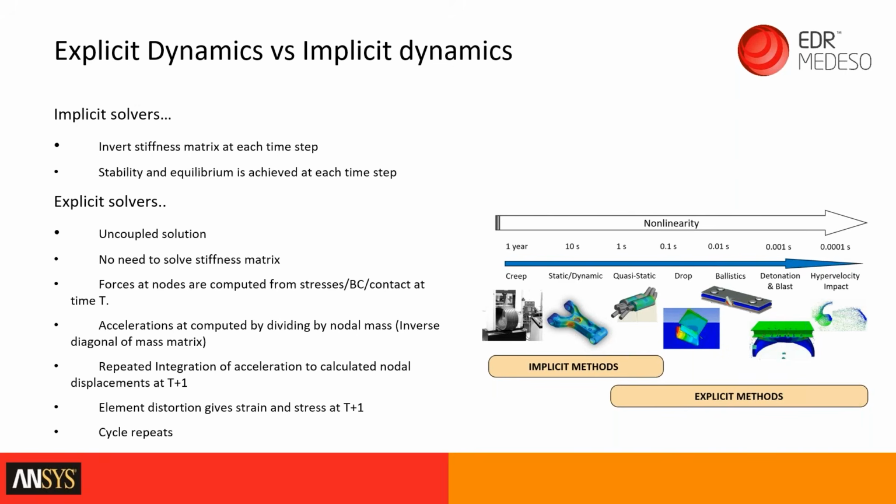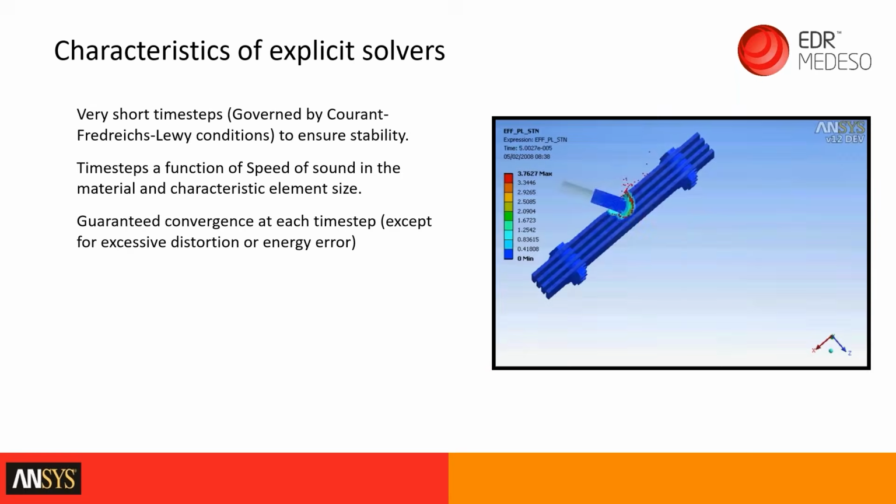So when do I use an implicit analysis? When do I use an explicit analysis? When time's involved? Well, general rule of thumb, if it's less than 1 second, you use an explicit solver. If it's more than 1 second, you use an implicit solver. And the main reason for that is that in an explicit solver, the time step is governed by some physics. So above 1 second, the number of time steps becomes huge and the run times become not practical.